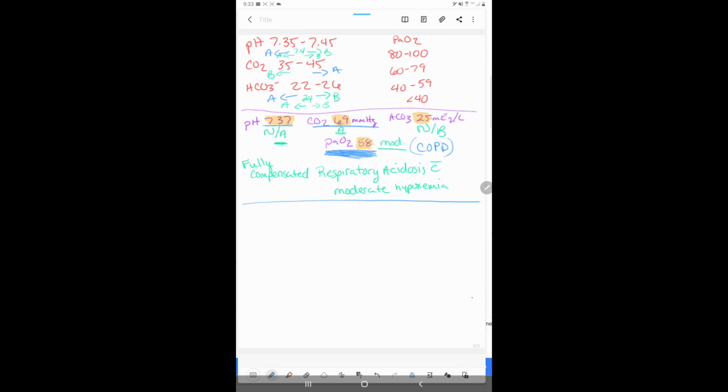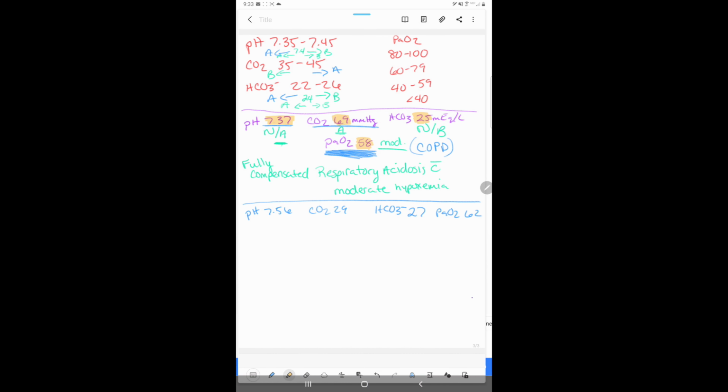All right, so moving on to the next patient. We only have 2 more patients to take care of. These last 2 are going to be kind of tricky. You will not see this on the boards, but you could see this in the classroom with your professors because they will try to trip you up. So you have a pH of 7.56, CO2 of 29, a bicarb of 27, and a PaO2 of 62.